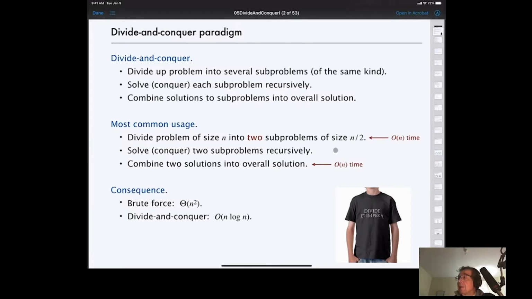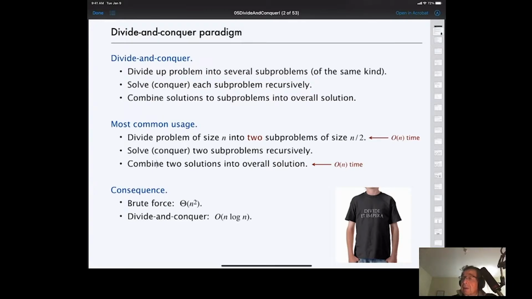This is, as you can see, generally dividing a problem into two subproblems in the long run takes about big O of n time, and combining the solution in its most common usage takes about big O of n time. But not all the time that needs to happen. We will get to that point in this part of the class.